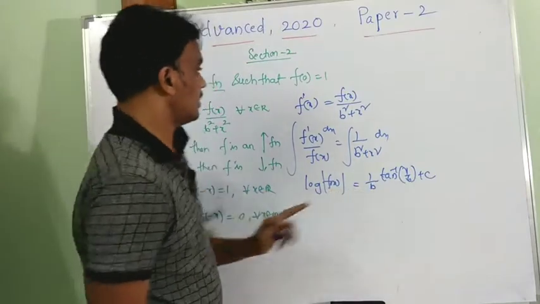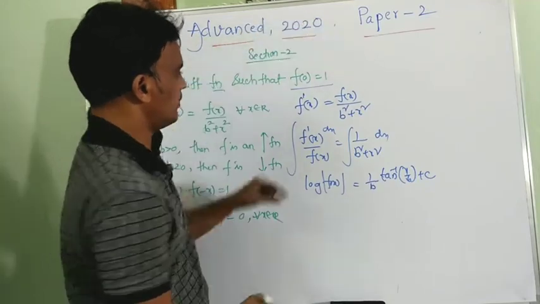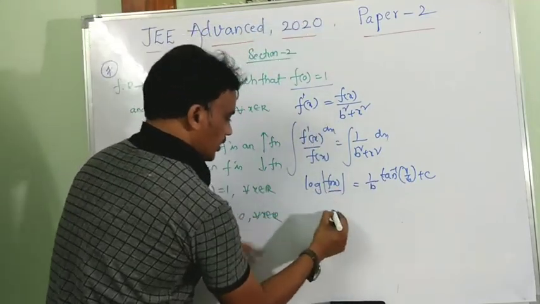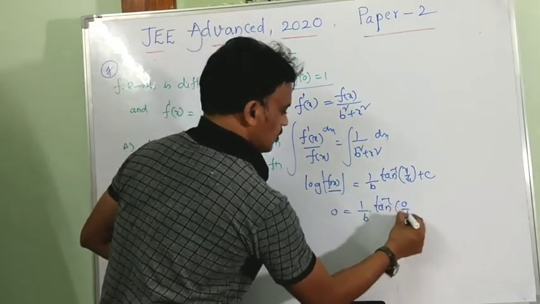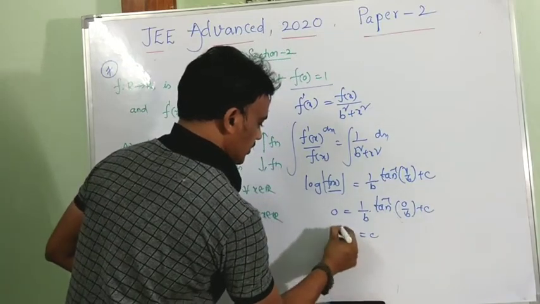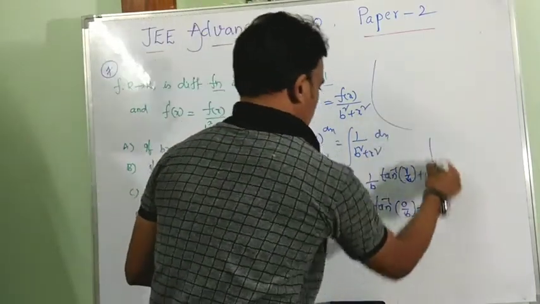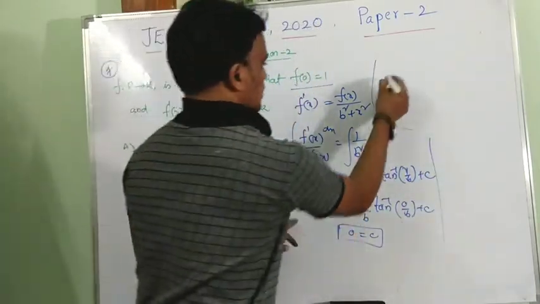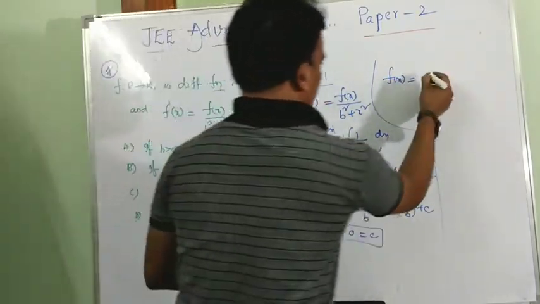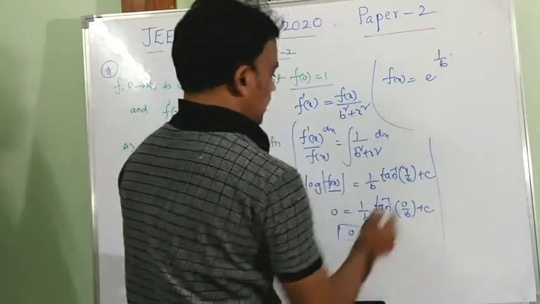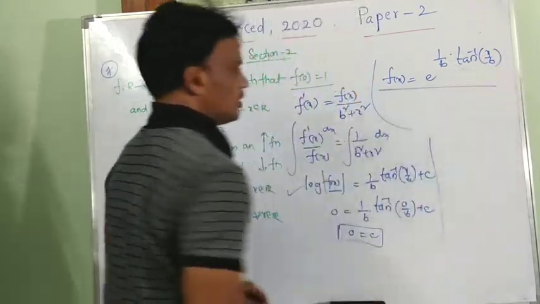We can find out the c also. Here they have given that f of 0 is 1. When x is equal to 0, f of 0 is 1, log 1 is 0, which equals 1 by b of tan inverse of 0 by b plus c. So the c value is also 0. Then my function is logarithm of f of x, so f of x is e raised to 1 by b of tan inverse of x by b, with c equal to 0. That's my function.